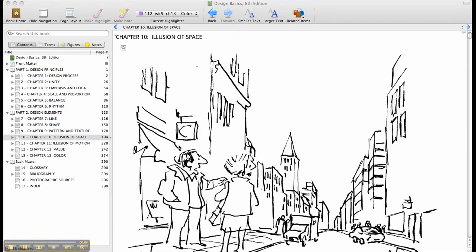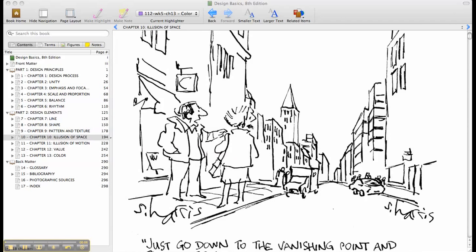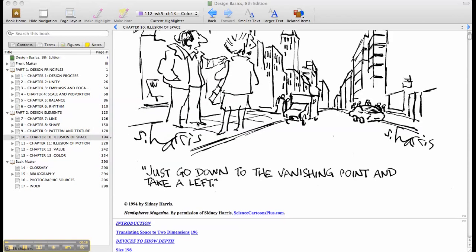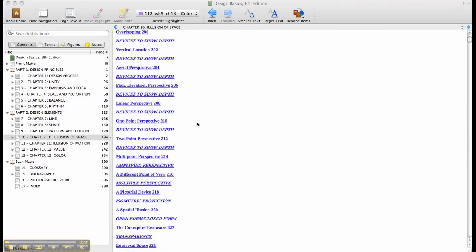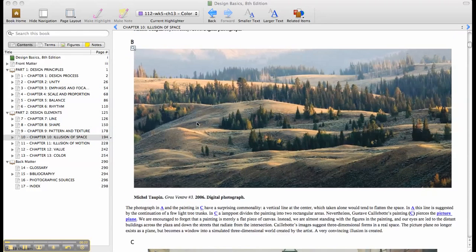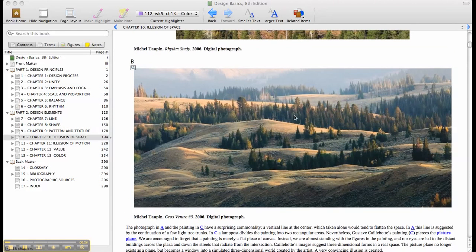Hi class. Well, this assignment seems to cause a lot of confusion with students, so I thought I would just start by going through the book real quickly and showing you some of the examples from the book and describing a little more in depth how we're seeing space being used, or the illusion of space.